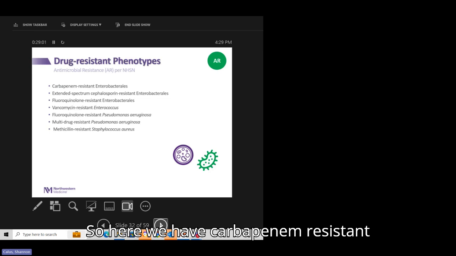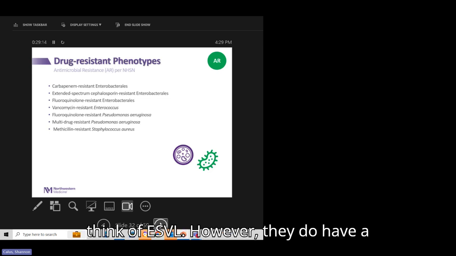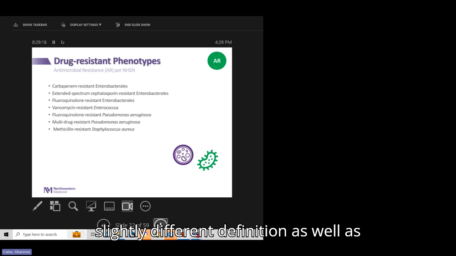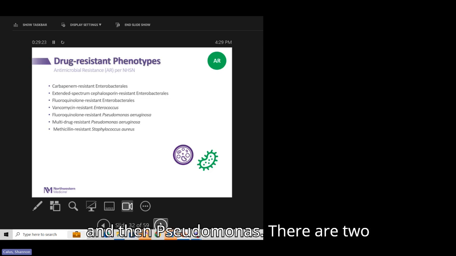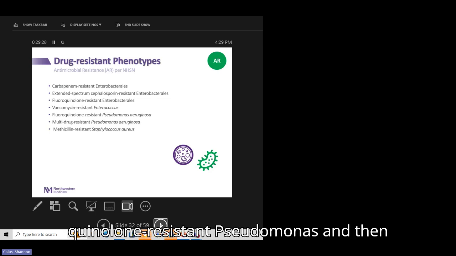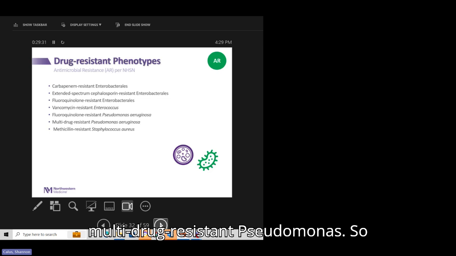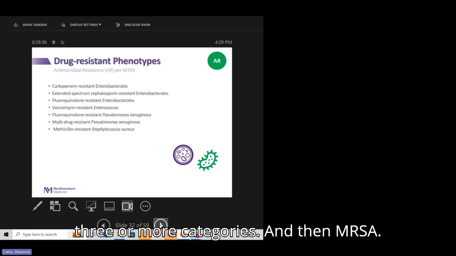So here we have carbapenem-resistant Enterobacterales. So a lot of the ones that you see in the CDC report. One difference is probably the extended-spectrum cephalosporin-resistant Enterobacterales. So most of the time we think of ESBL. However, they do have a slightly different definition, as well as specifically looking at fluoroquinolone-resistant Enterobacterales. VRE, obviously common, and then Pseudomonas, there are two different definitions that vary, I think, from some of our guidelines. So quinolone-resistant Pseudomonas and then multi-drug resistant Pseudomonas. So again, that's going to be where it's non-susceptible to at least one agent in 3 or more categories.